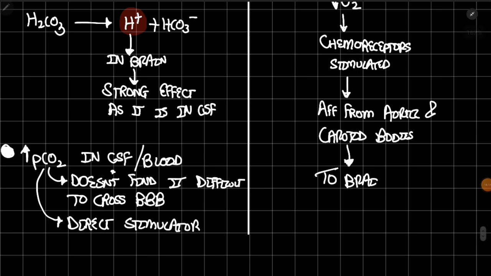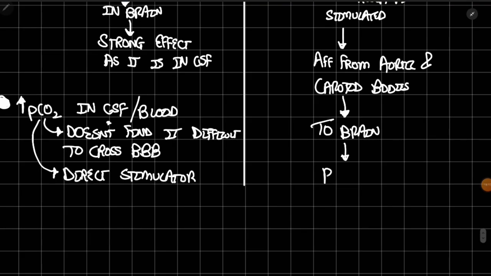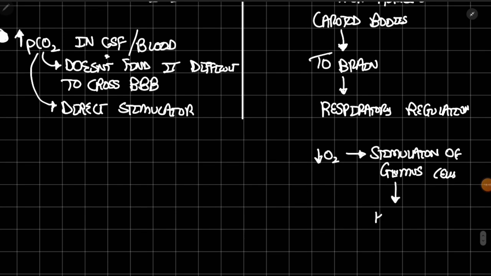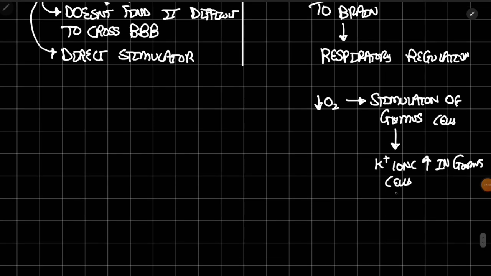Okay, and there is respiratory regulation. Now, what is the cellular effect? Cellular effect is basically decreased O2, stimulation of glomus cell. Then what happens? K plus concentration increases in glomus cells. Okay, then what happens?